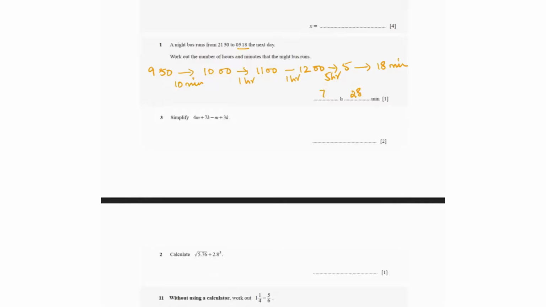So whatever works for you, just do that. Then the next question is about simplifying.